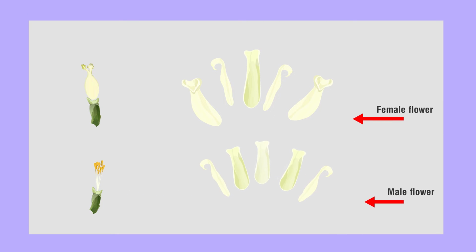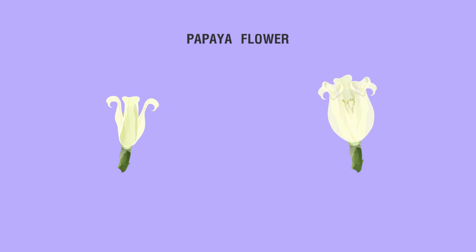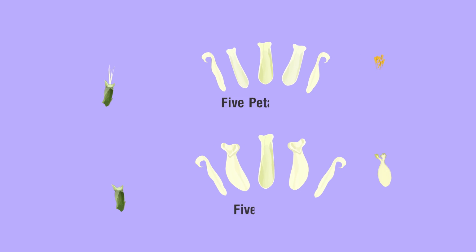Observe both the flowers. Using a blade, separate the male and female reproductive parts of a flower and keep them on paper. Observe and identify the parts of the papaya flower. Observation: papaya flower. Papaya has both male and female flowers. They have 5 petals.